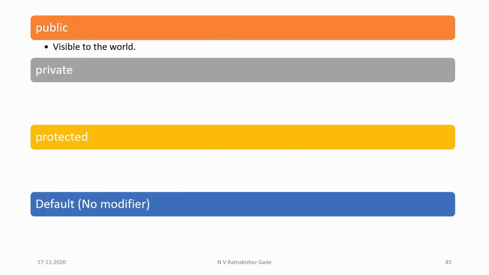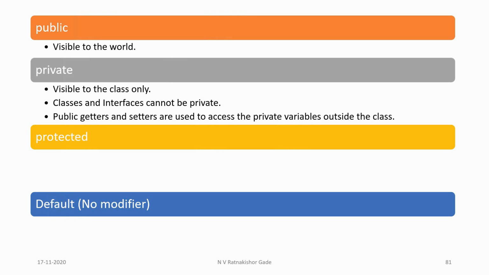If the access modifier is public, that member can be accessed from anywhere. A public member can be accessed within the class, outside the class, within the package and outside the package as well. If the access modifier for a member is private, that member is visible to that class only. Outside of that class, we cannot use a private member.